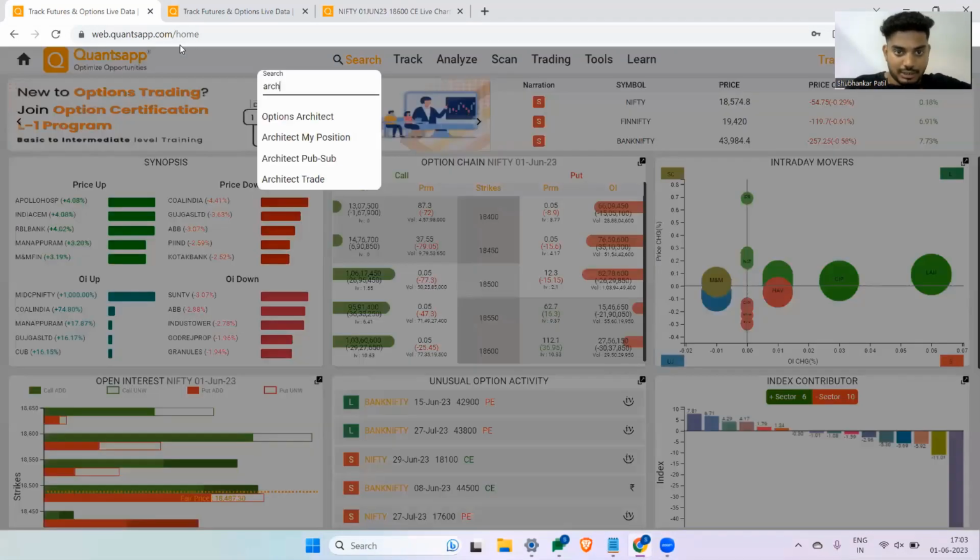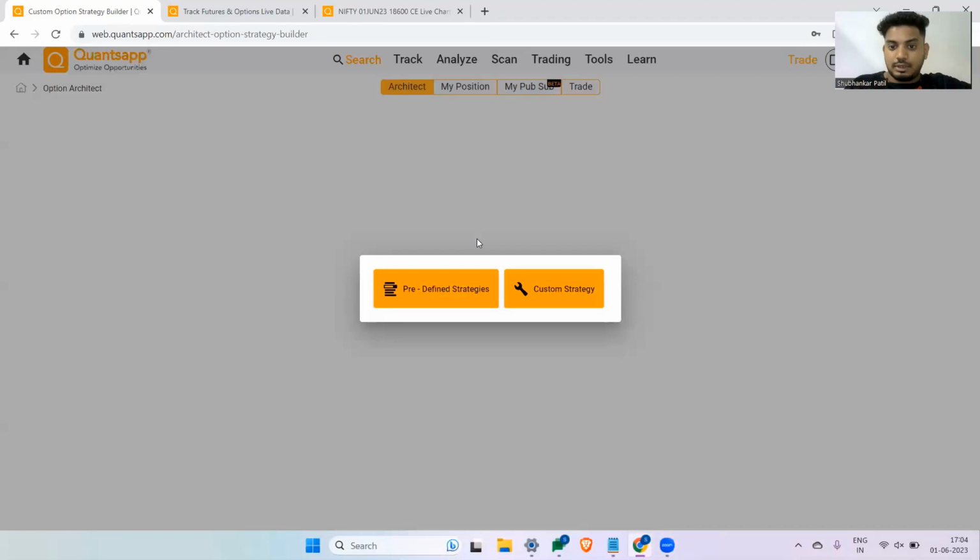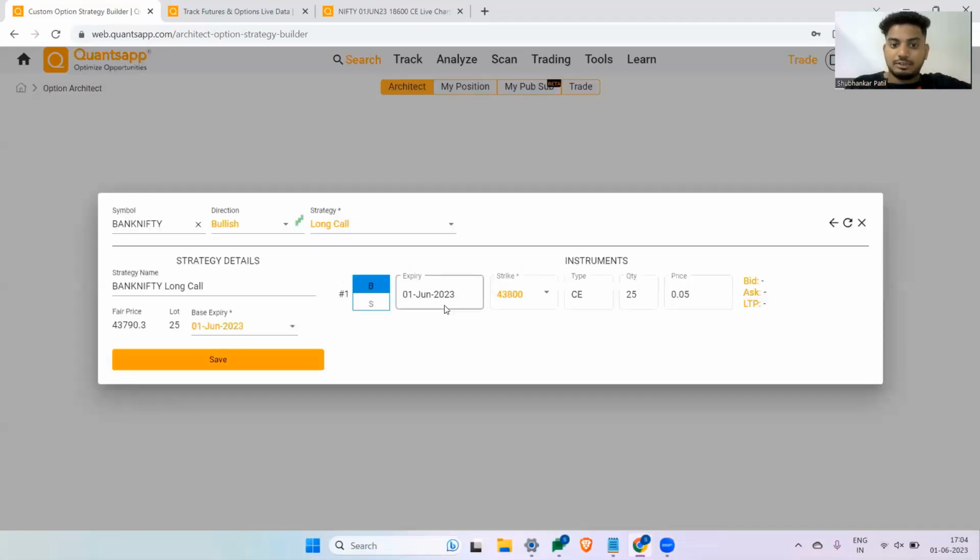So if I just go to architect, okay, you can select a predefined strategy as well.